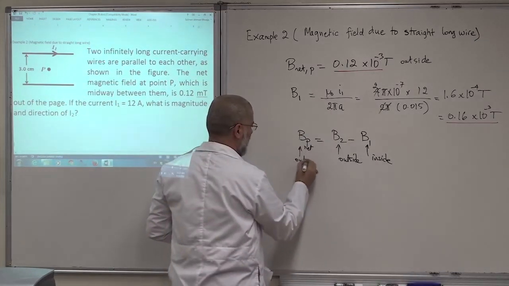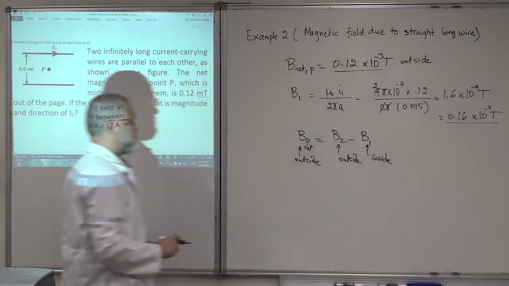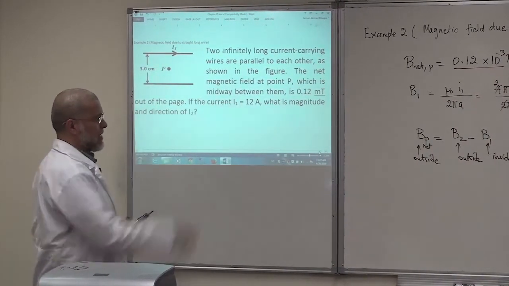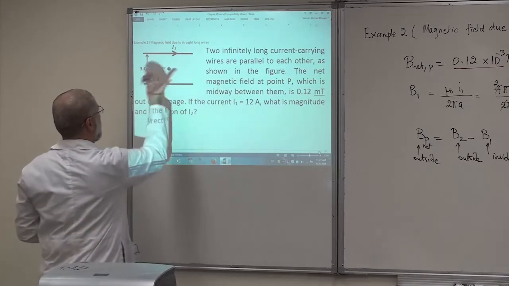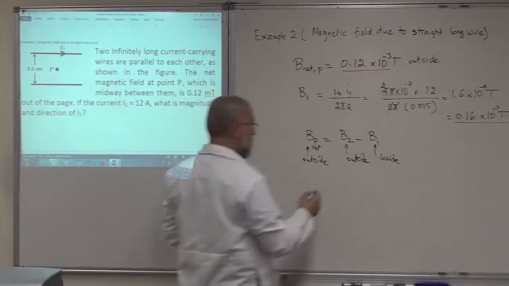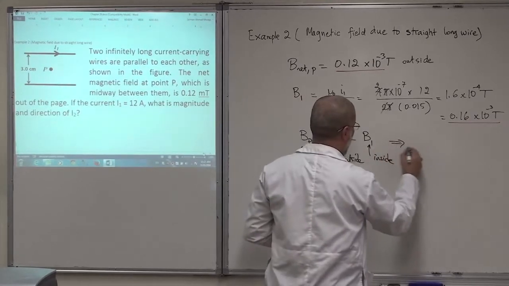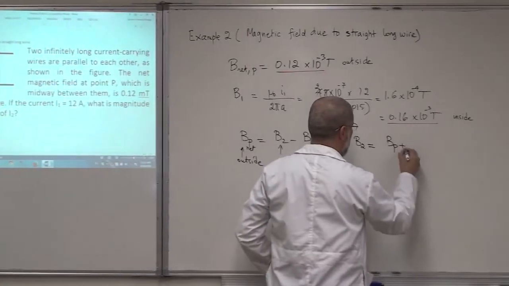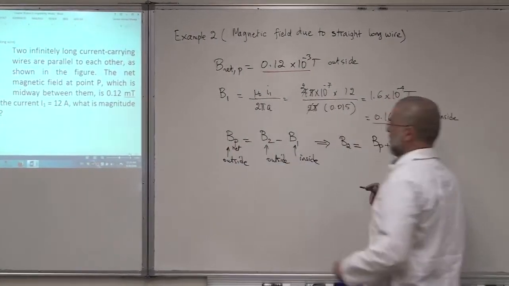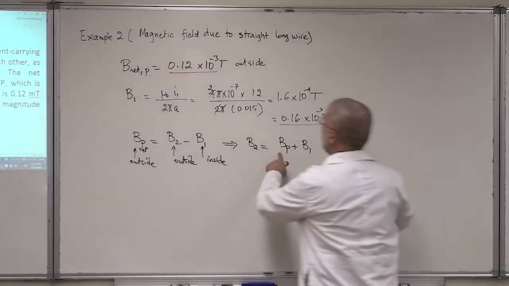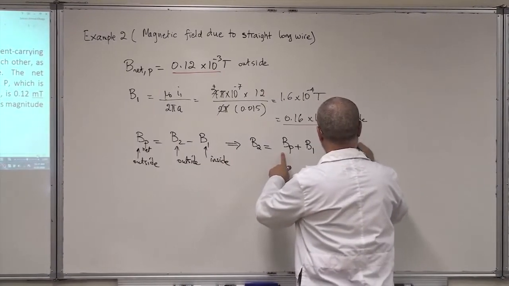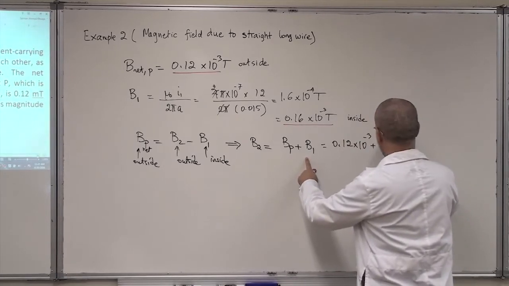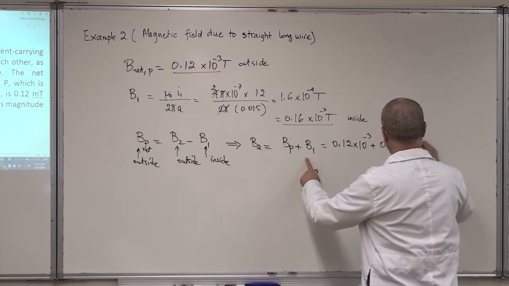The idea is to write this equation correctly. B at point P is outside. It says it's out of the page. When I say outside, that means outside the page. So from this equation, I can find that B2 will be B at point P plus B1, taking B1 to the other side. So B at point P is 0.12 times 10 to the power minus 3 plus 0.16 times 10 to the power minus 3.